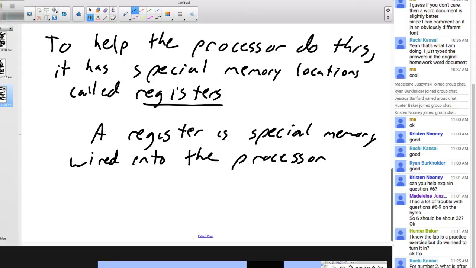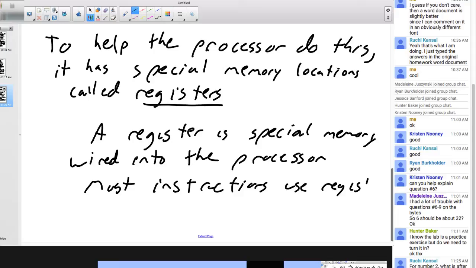Most instructions use registers. And the registers have numbers. There's a register 0 and a register 1 and a register 2 and so on and so on and so on and so on.